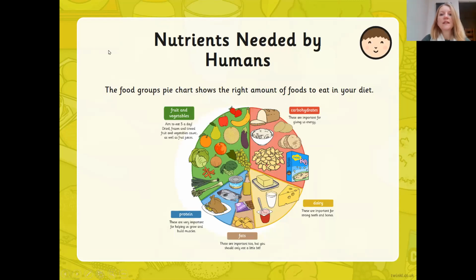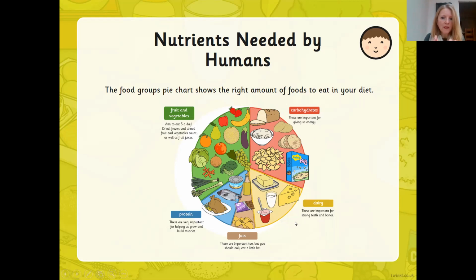So let's think about the nutrients that are needed by humans. This pie chart, so this diagram here, shows the right amount of foods to eat in your diet. So what you eat for each meal or each day should have a balance of these foods. So you should be eating carbohydrates, fruits and vegetables, proteins, fats, dairy, fiber, all of those things in our 2 diagrams. And this diagram shows you how much of each you should be eating. So you should be eating more carbohydrates and fruits and vegetables than fats and dairy.